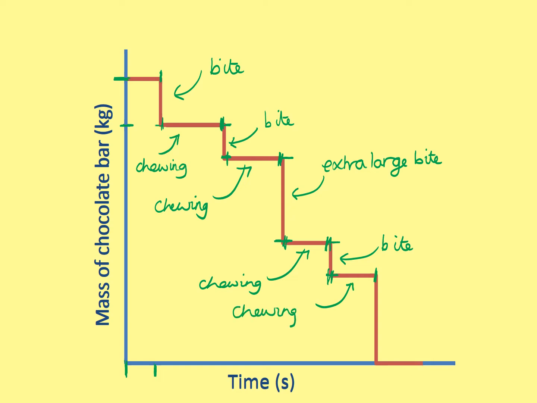And at the end, we have quite a humongous bite again. And I know that's a bite because the mass of the chocolate bar decreases. Oops, that's an extra large bite again. And then here we have at the bottom the mass of the chocolate bar being 0 and time continues. So the mass of the chocolate bar is 0, the chocolate bar has been eaten.